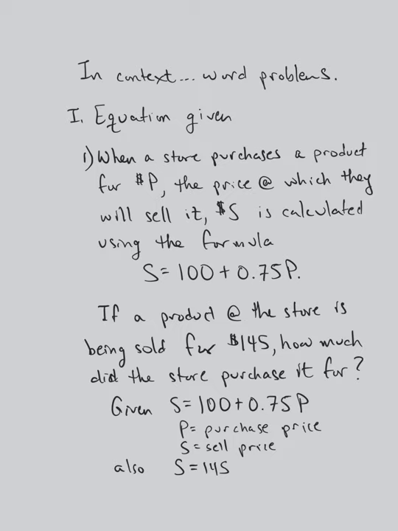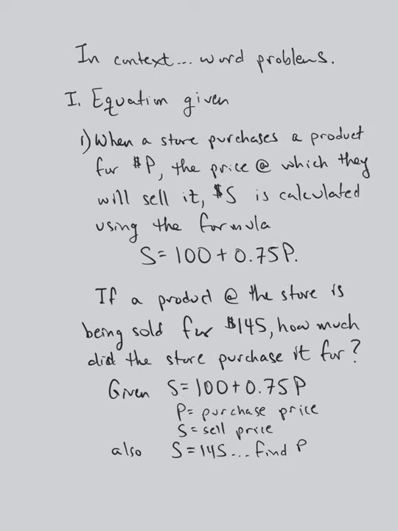And then what is the question asking? How much did the store purchase it for? And so which variable are we trying to find here? We're trying to find the other variable, P. And so now we want to fill numbers in and solve.